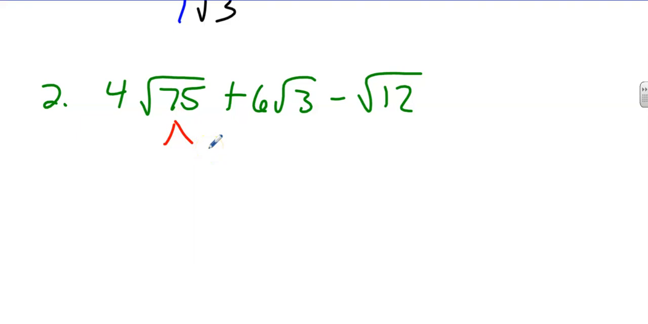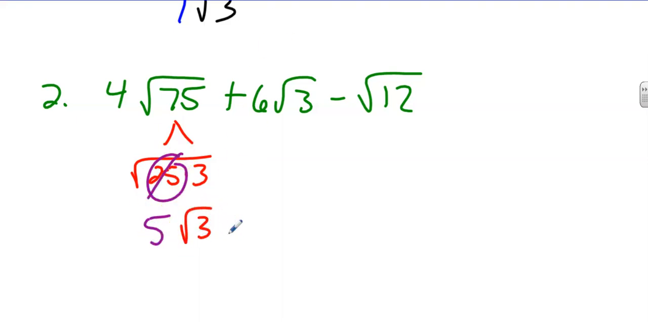And again, if you're not sure how you want to break it down, there's all kinds of different ways. If you start going with 25 times 3, I'm going to pick on that one because the square root of 25 is a perfect square root. You can take that 5 out. So it leaves you with square root of 3. And the 4 that was here makes it 4 times 5 times square root of 3, which would be 20 square root of 3.